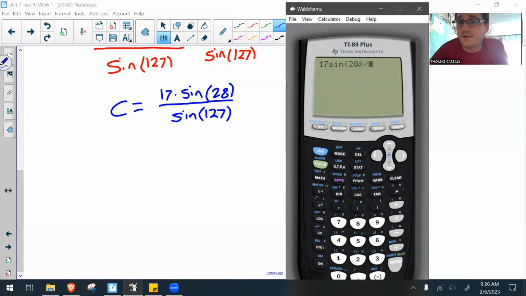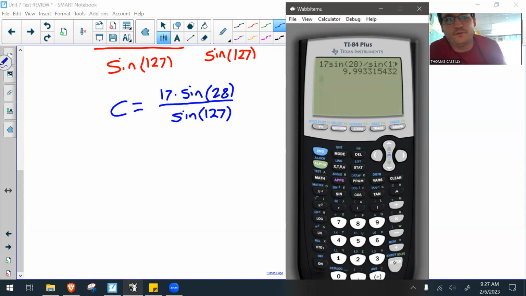All right, and again, make sure you close that parenthesis, because if you forget that parenthesis and you put the divide right here, you're going to have something like this. That is wrong. Okay, we need to close up that sine. We need to tell the calculator, hey, 28 is the angle. All right, we don't want to have anything else on the inside of that sine function. So close the parenthesis and then press the divide button. Then you're going to have the sine of 127. All right, and again, close up the parenthesis, press enter, and we have a side length.